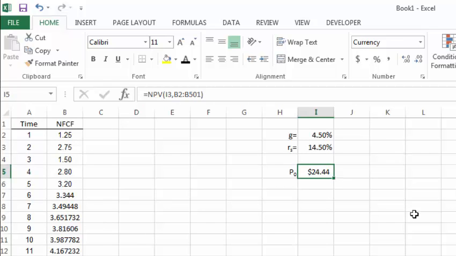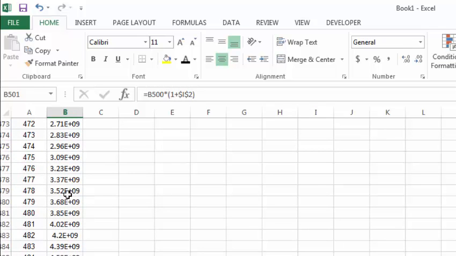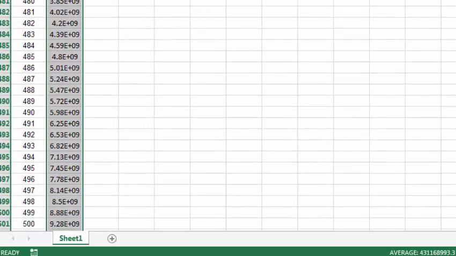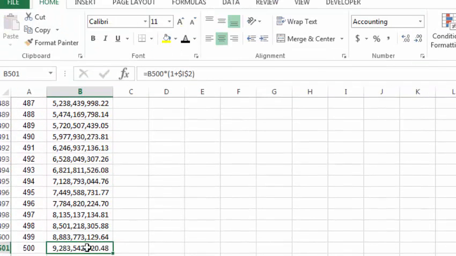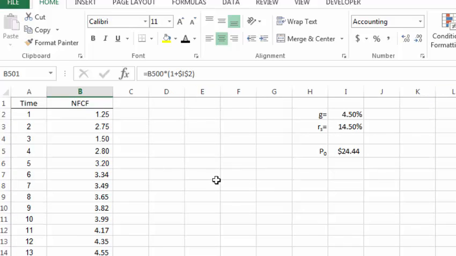Well, that's just freaky. Did you notice how big those are at time 500? Just for fun, that means I'm assuming that in 500 years my free cash flow per share is going to be, let's see, those are thousands, millions, 9,283,542,920.48. Wow. Talk about inflation. That's a good chunk of it.